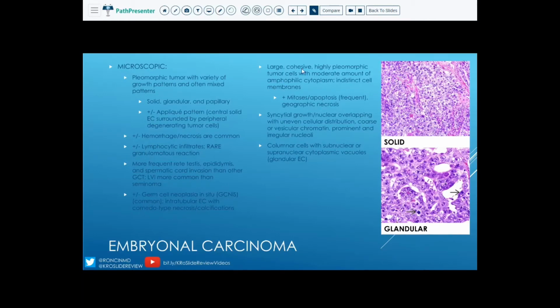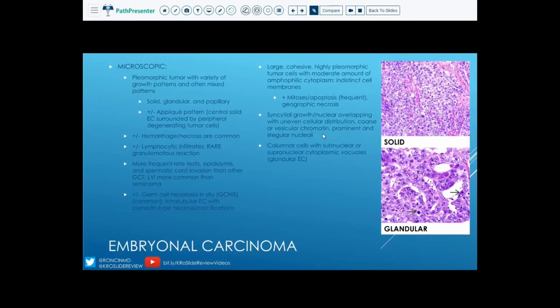The cells themselves, like we were talking about, are very large. They are cohesive, very pleomorphic cells, with high pleomorphism and this amphophilic cytoplasm. Amphophilic, again, meaning purplish. And they have indistinct cell membranes. Remember, our seminoma had very distinct cell membranes. You will see mitotic activity and apoptosis as well as geographic necrosis. These things were all uncommon, very unusual to see in seminoma.